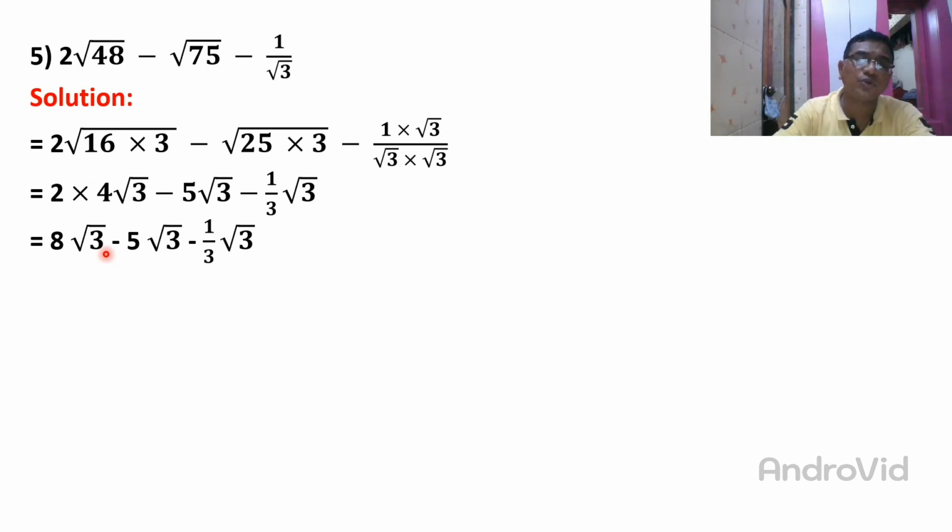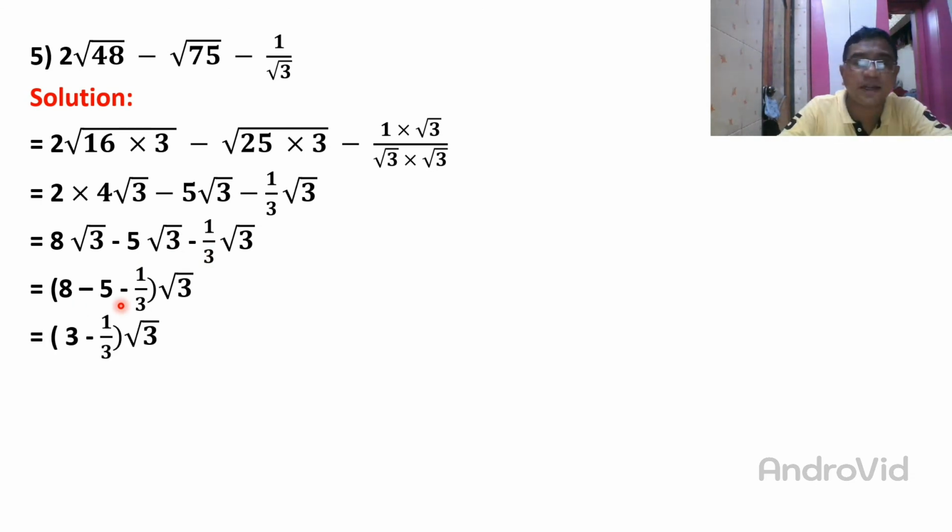So what is common? Root 3 is common in all, so that can be written outside the bracket. What is uncommon? 8 minus 5 minus 1 upon 3. 8 minus 5, what remains? 3. So I write there 3, then 3 minus 1 upon 3. Here there is no denominator, which means the denominator is 1. So here is denominator 1, here is denominator 3. The denominators are not the same, so what can you do? We can find the LCM of 1 and 3. What is the LCM? 3.